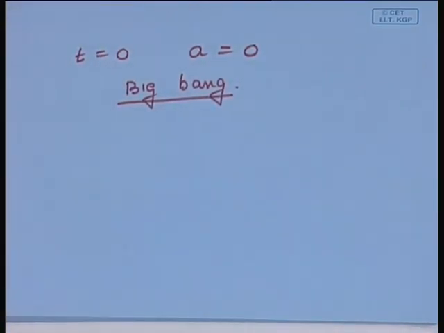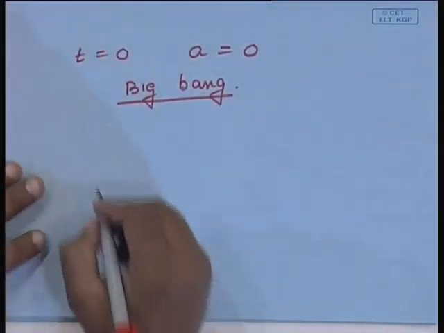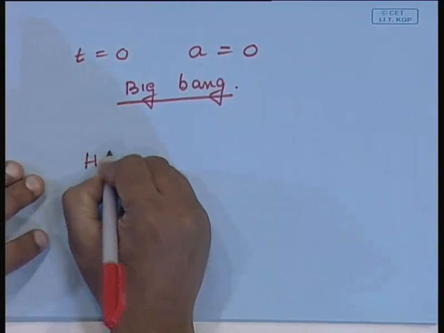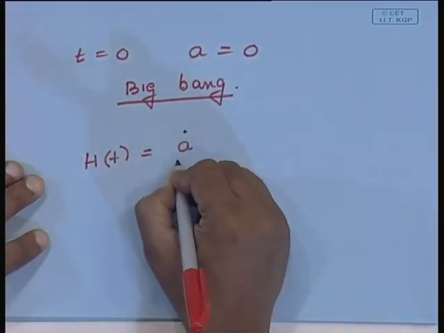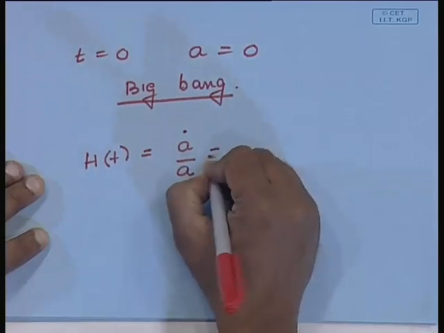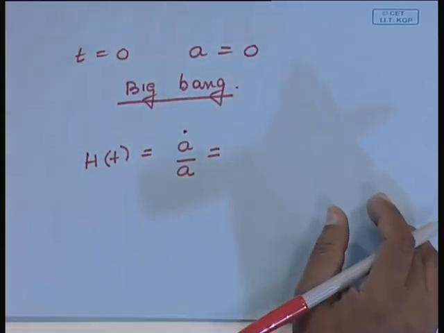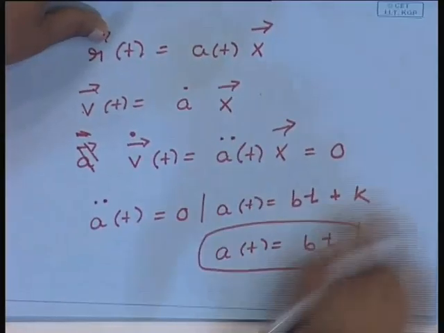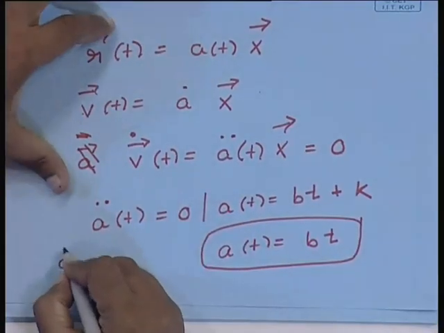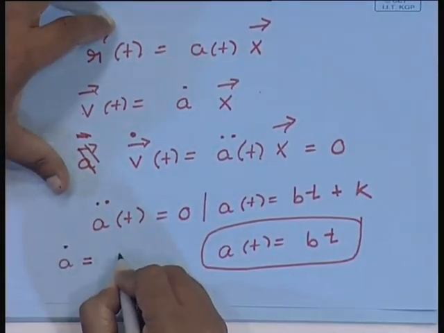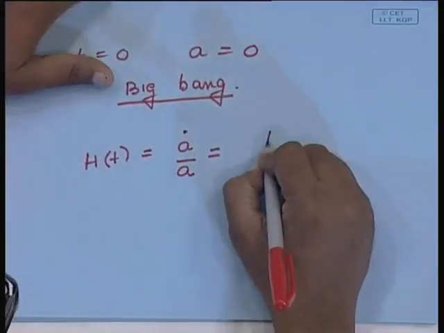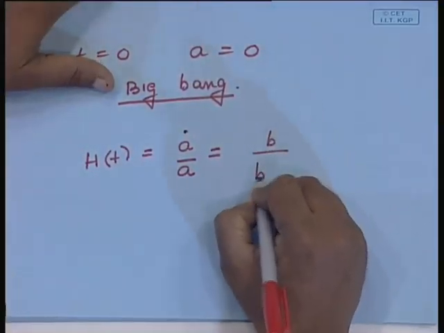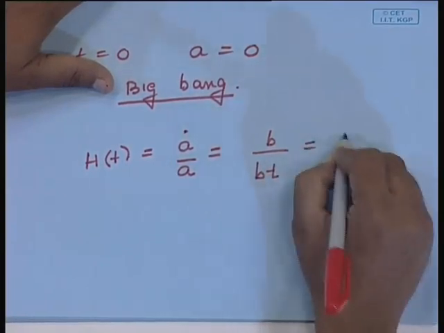Now, in this model, let me also calculate the Hubble parameter. The Hubble parameter H as a function of time is A dot by A, so I have to differentiate this. A dot is equal to b. So, A dot by A is b by b t, which gives me 1 by time.